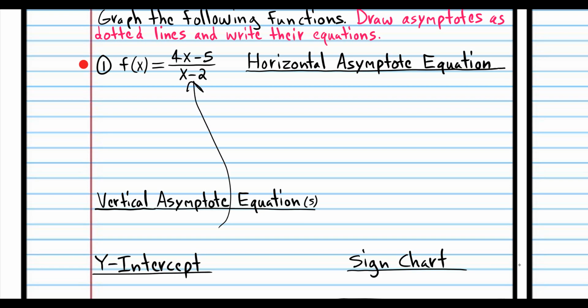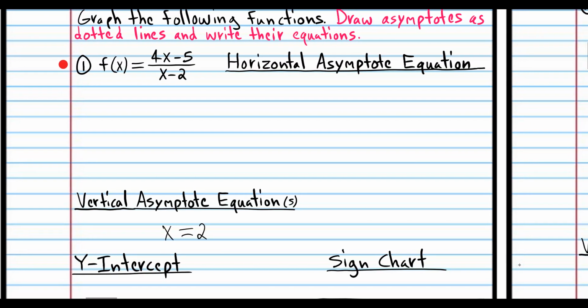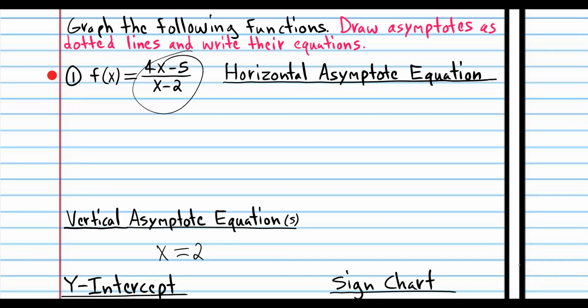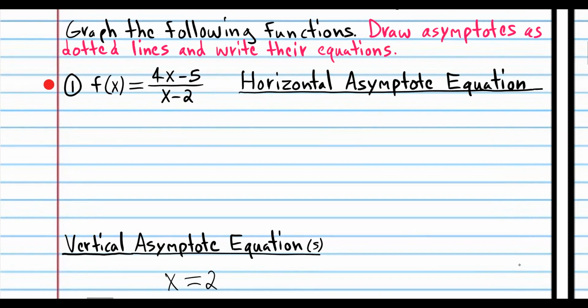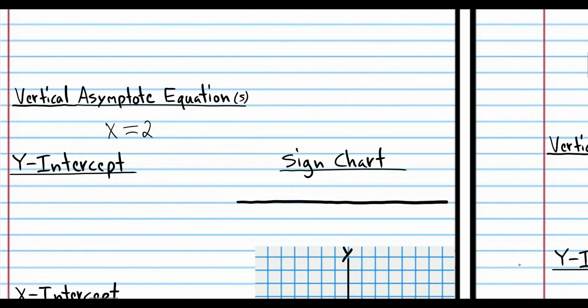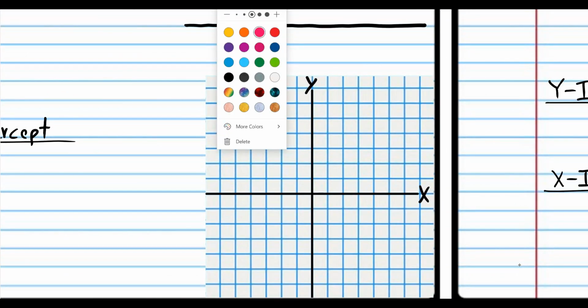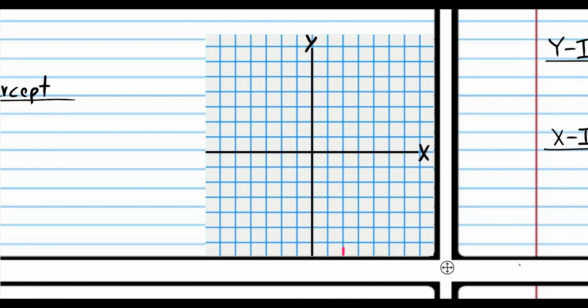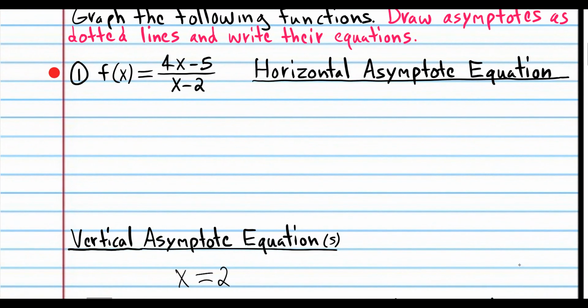We know that this is not a hole because we don't have a common factor in the numerator and the denominator, so we know x equals 2 is a vertical asymptote, and we can go ahead and graph that. And so now we want to find the horizontal asymptotes, but we can't really do that without using long division.